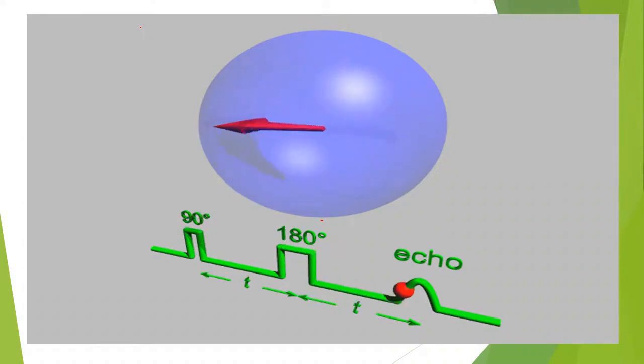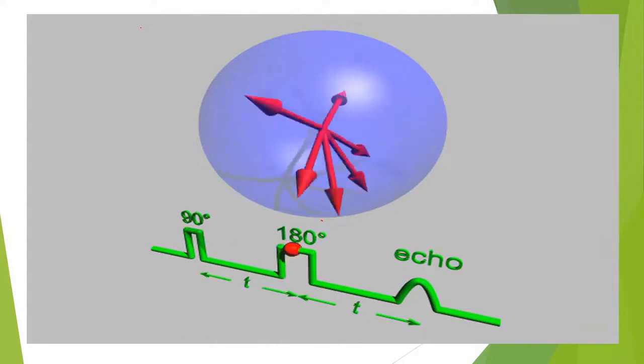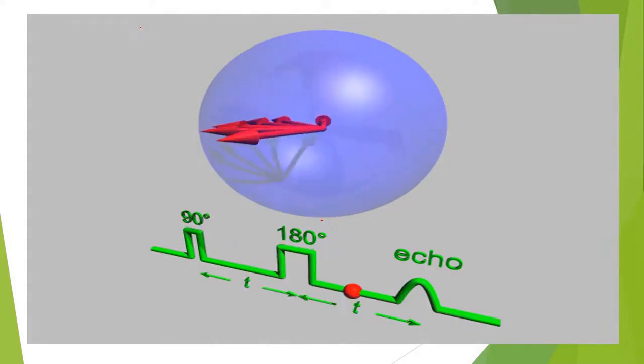And from 180 to the echo time is the second half. The time from 90 until the recording is your echo time, and from 90 to 180 degrees is the first half of your echo time. When you apply the 180-degree pulse, they start to gather.